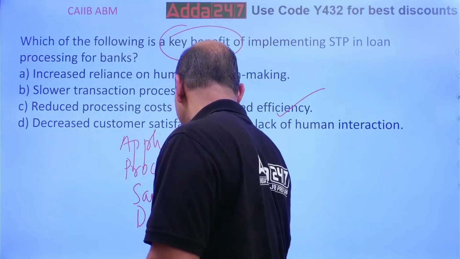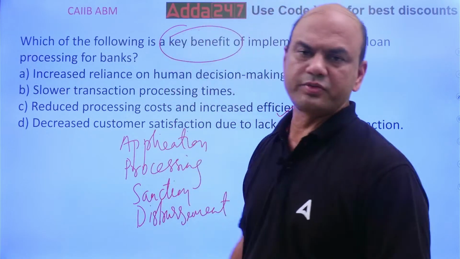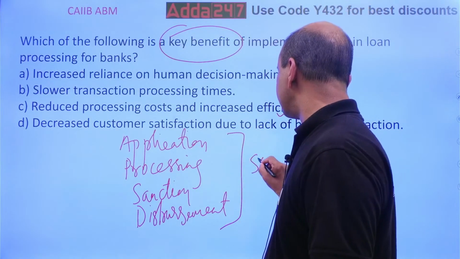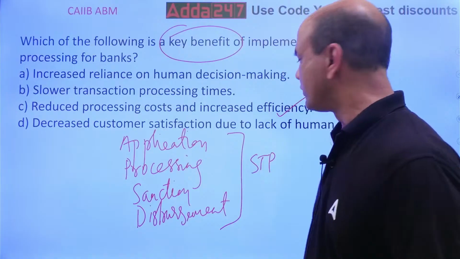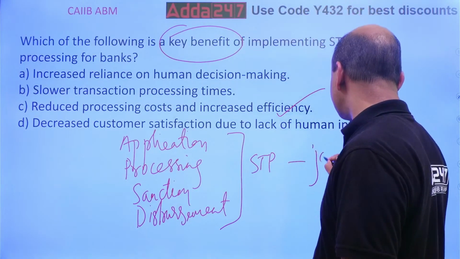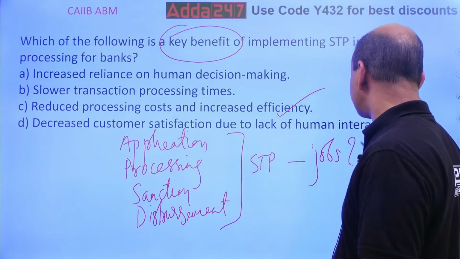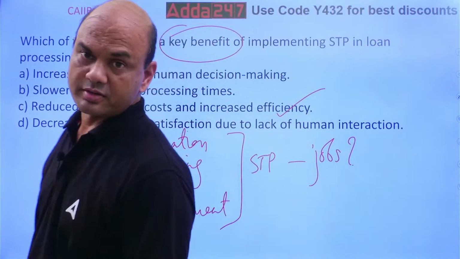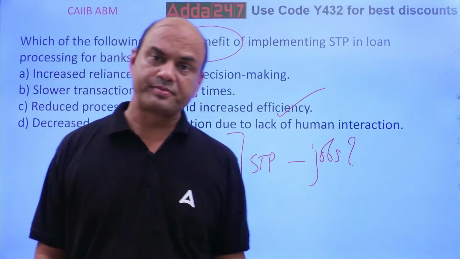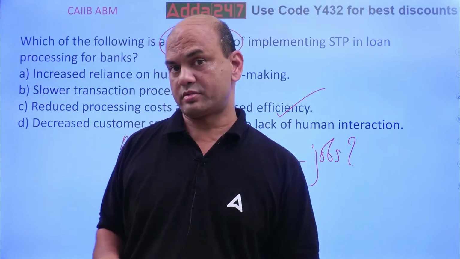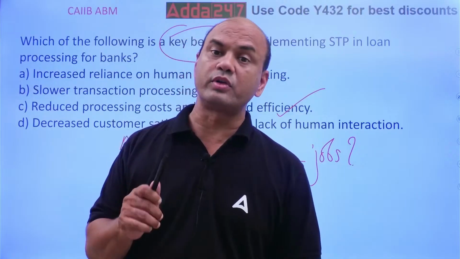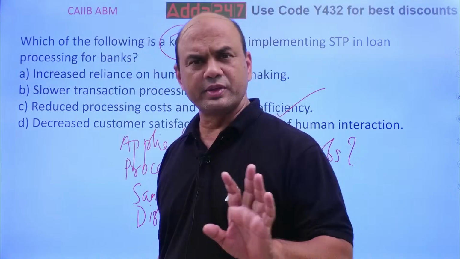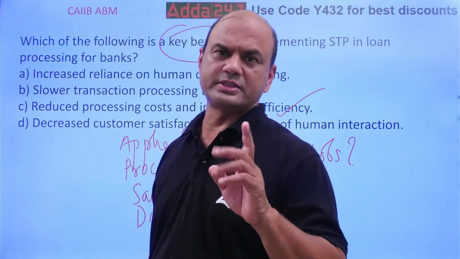Disbursement. Okay. So many of the bankers feel that if these all are STP, automized, then what about the jobs? People over here, machines will work over here. So what about the jobs? Kindly note, you need to understand what they mean by technology. It's not that jobs will go. Okay, let me give an example.